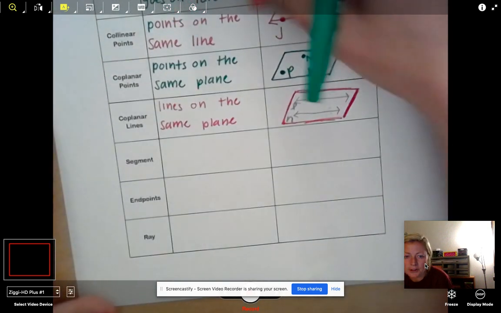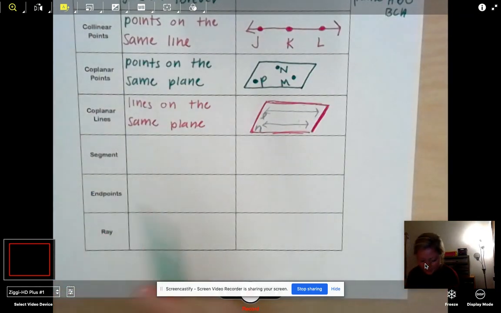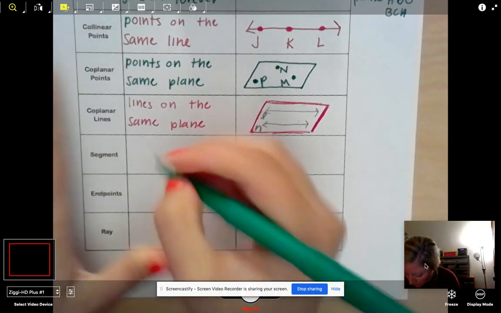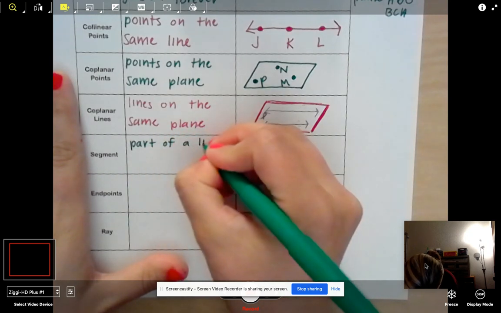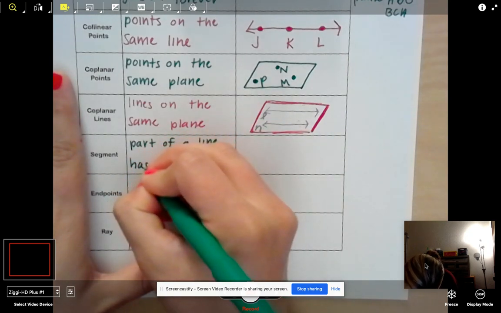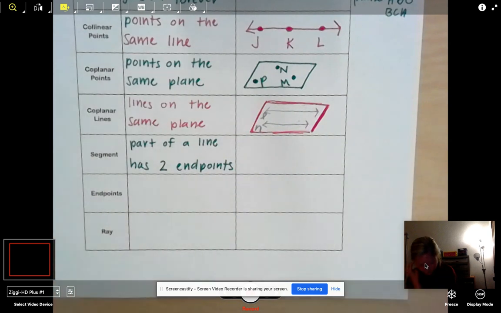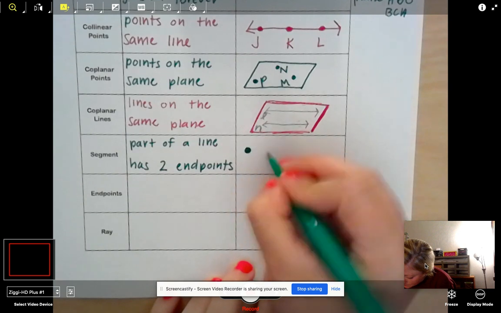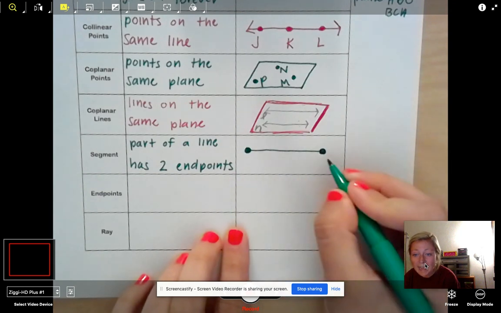All right, 3 left. We can do this. Yes, we can. Okay. A segment is just a part of a line, so it's just a segment, like a piece of it, and has 2 endpoints. So we're going to say part of a line has 2 endpoints. So I'm going to draw my 2 endpoints. So this is a segment. It has a starting point and a stopping point.